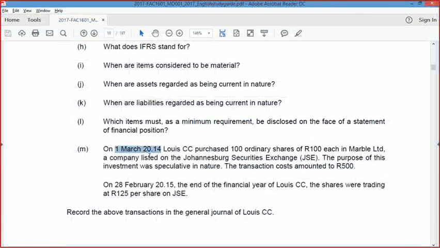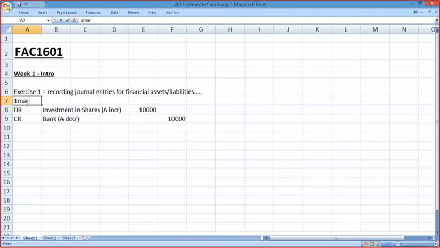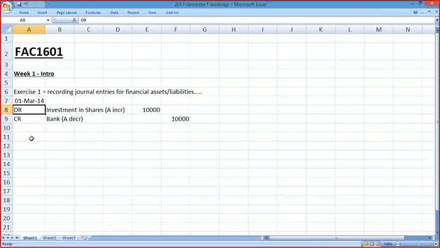The 1st of March. Correct. Beginning or end of the year? Beginning. Good. So 1st March 2014, start of the year. Okay. Did I have to pay transaction costs? Transaction cost, yeah, 500. Okay, so if I pay transaction costs, what am I going to record for those costs?